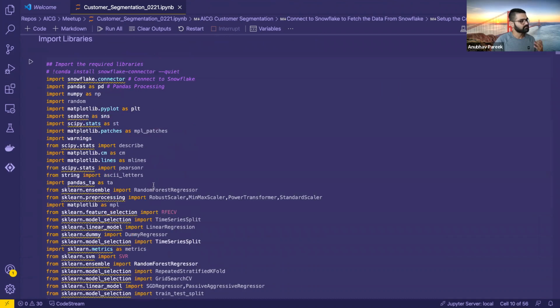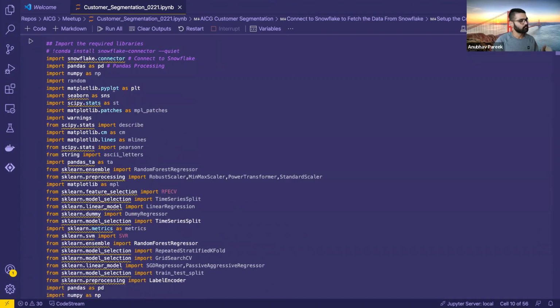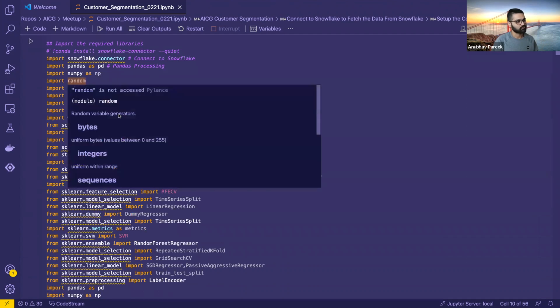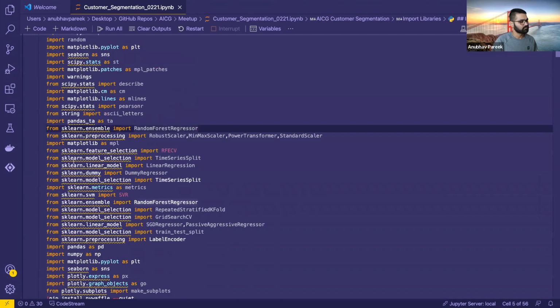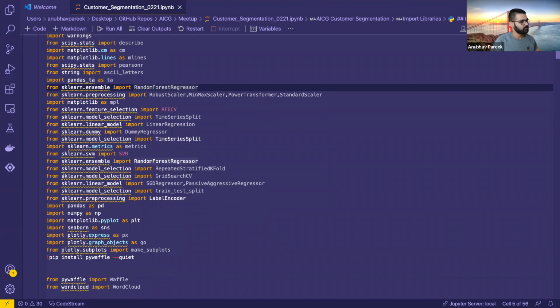Moving on to the libraries in Python, we've called the Snowflake connector to connect with Snowflake, and we've used pandas, NumPy, and so on to perform the machine learning processing. And then we've used the standard scikit-learn library to perform clustering, and you see everything being pulled from scikit-learn and so on.